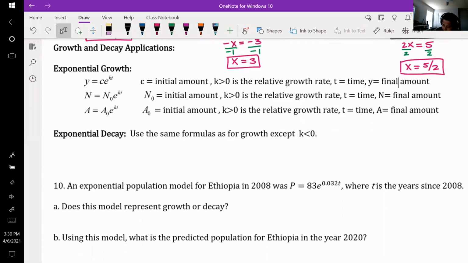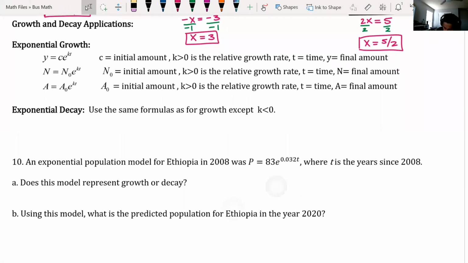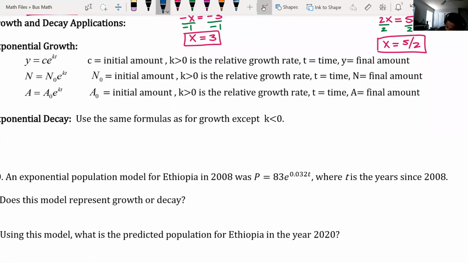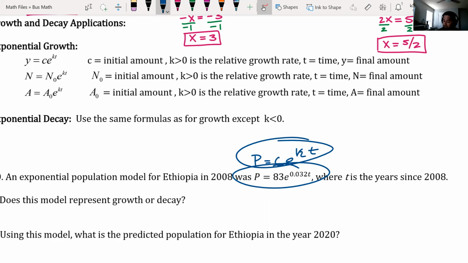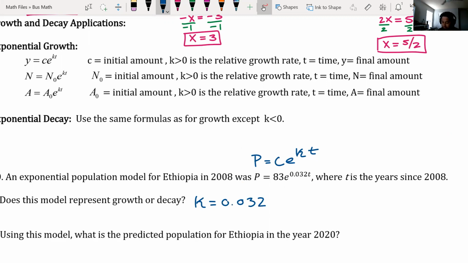So remember that. All right, let me zoom in on that. So remember, in this form, you're going to have P equals C e to the k t. So if you compare this equation with this one, what's our k value? 0.032. There you go, 0.032. Is that positive or negative? Positive. So that would represent a growth. Good. So it's positive.